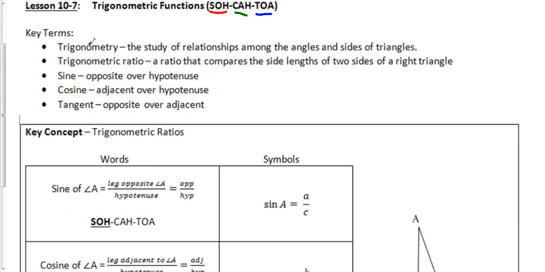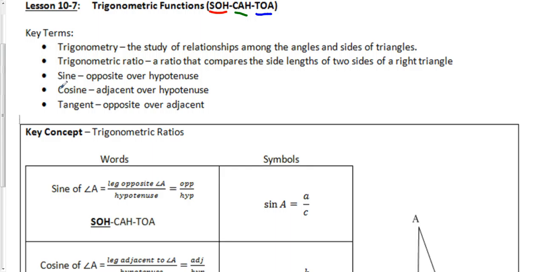So some key terms to go over first. Trigonometry is the study of relationships among the angles and sides of triangles. Normally we're going to look at right triangles, but trigonometry also works for every single triangle there is. They don't all have to be right triangles. A trigonometric ratio is a ratio that compares the side lengths of two sides of a right triangle. Again, this refers specifically to right triangles, but we can do this with other triangles as well.